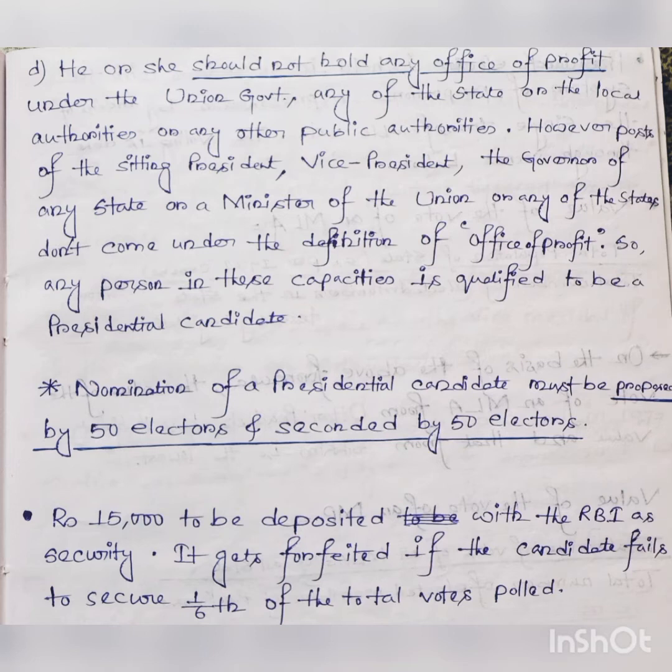Note, the nomination of the presidential candidate must be proposed by 50 electors and seconded by 50 electors. Next point, rupees 15,000 is to be deposited with the Reserve Bank of India as a security. It gets forfeited if the candidate fails to secure 1/6 of the total votes polled.